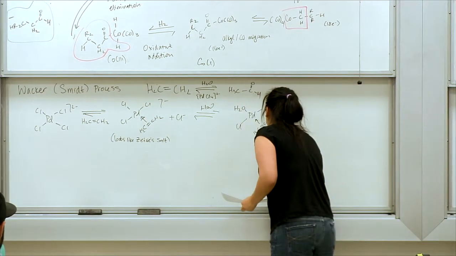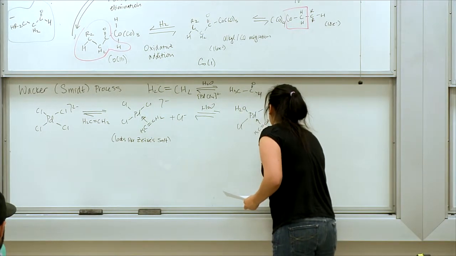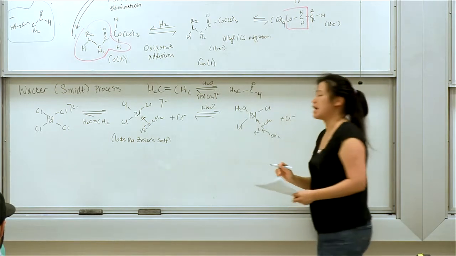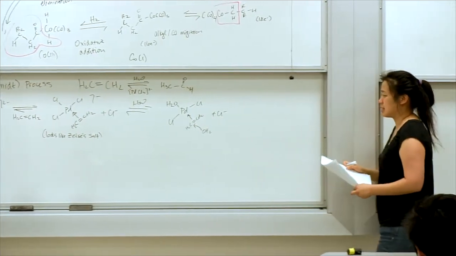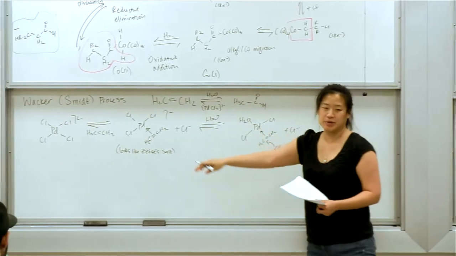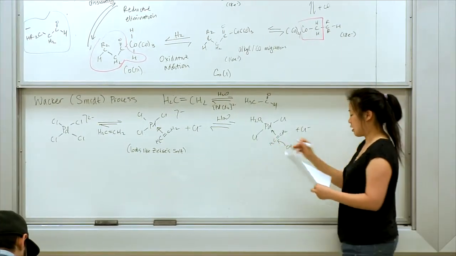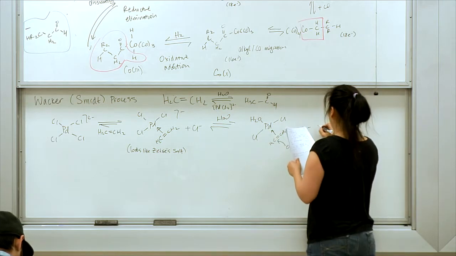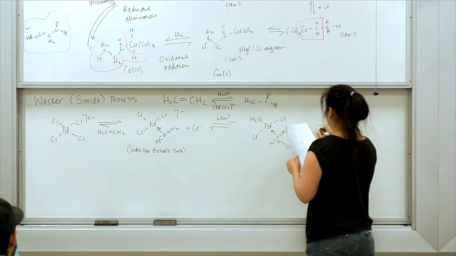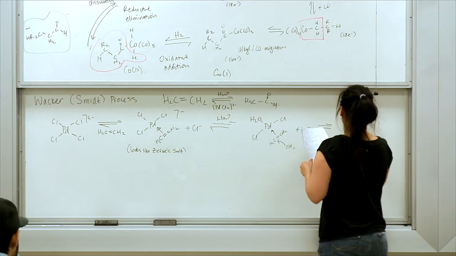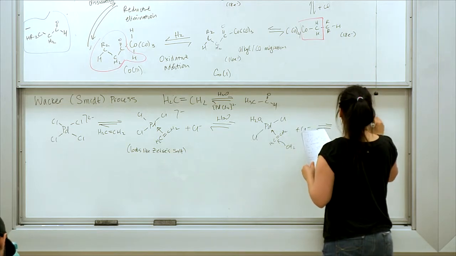So what happens here is a water does nucleophilic attack onto one of the carbons. And if you just mix water and ethene together, nothing would happen. But because of that interaction, you're able to weaken this carbon for attack. And the result you get is the alcohol.